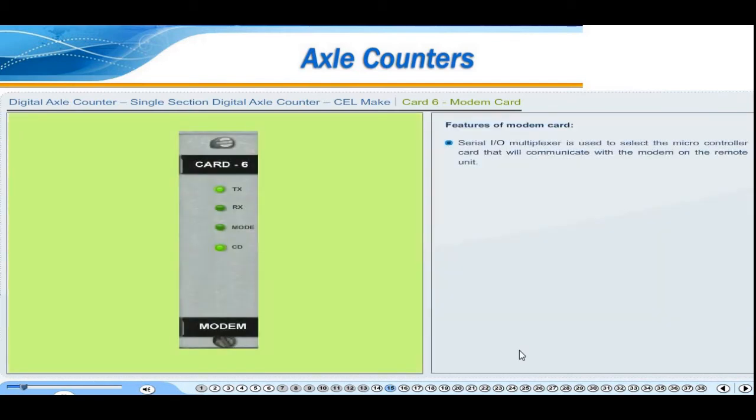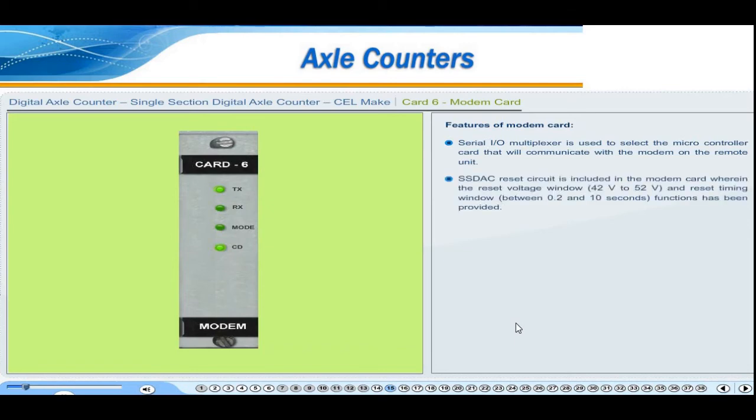A serial input-output multiplexer is used to select the microcontroller card that will communicate with the modem on the remote unit. The SSDAC reset circuit is included in the modem card, wherein a reset voltage window of 42 volt to 52 volt and a reset timing window between 0.2 and 10 seconds have been provided. Reset command will not respond for cases outside these windows.